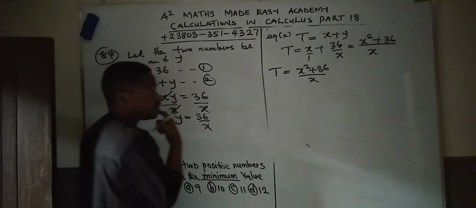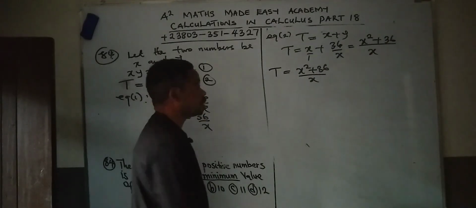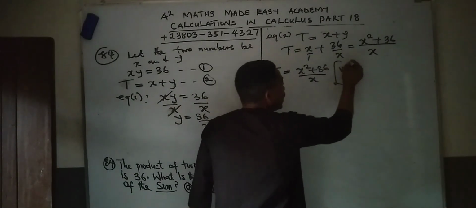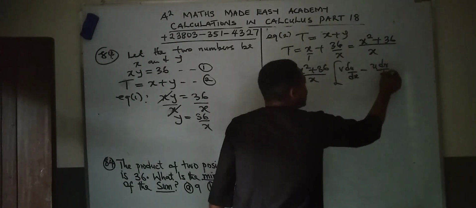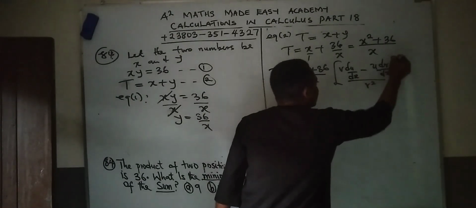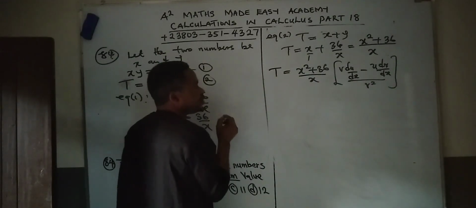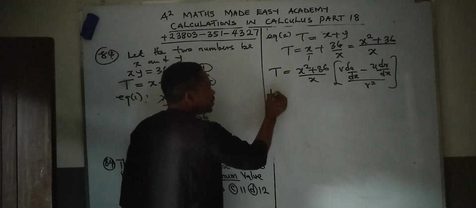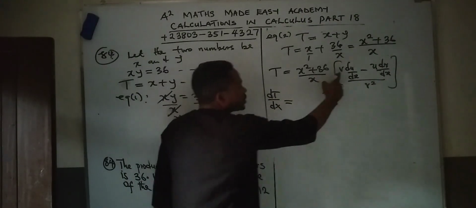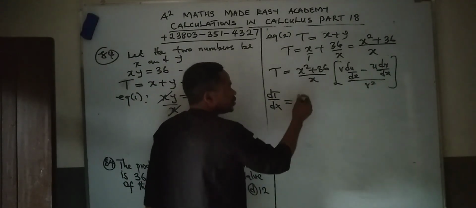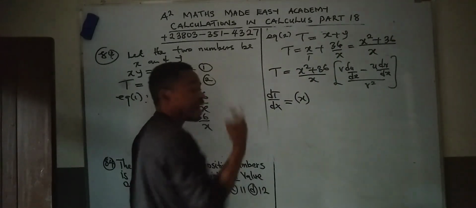What did I say? Differentiate. You can use differentiation by quotient rule. And what is the formula? V du over dx minus u dv over dx, then all over v squared. Now the numerator is u and the denominator is v. Can we differentiate? It will give me change in t over change in x equal to. The law says keep v constant. V is the denominator, which is x. And differentiate u, which is the numerator.